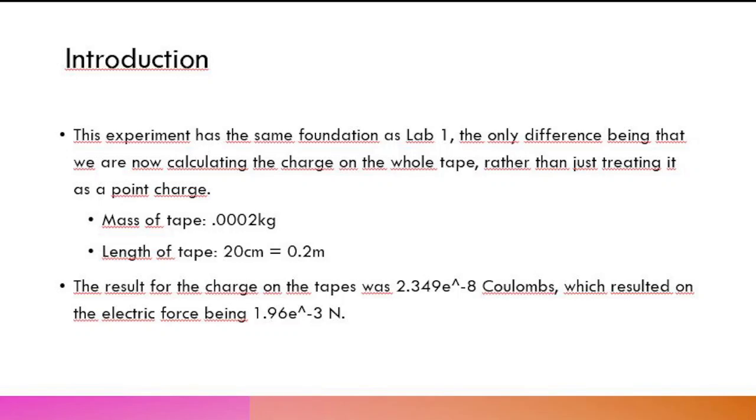As before, our mass is 0.0002 kilograms, and the length of the tape is 20 centimeters, which is also 0.2 meters. At the end, the result I got for the charge on the tapes was 2.349 times 10 to the negative 8 coulombs, which resulted in the electric force being 1.96 times 10 to the negative 3 newtons. Later on, I will show how I calculated these values and all of the data involved.